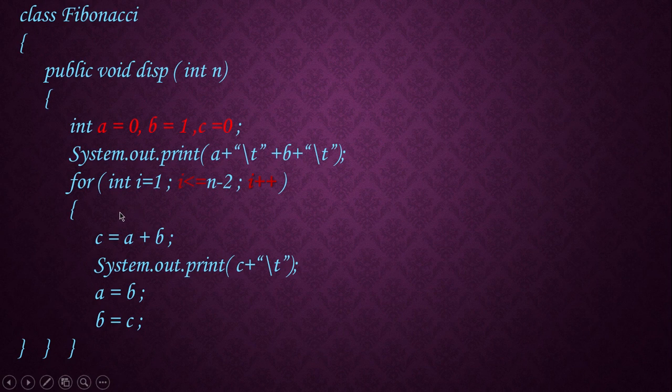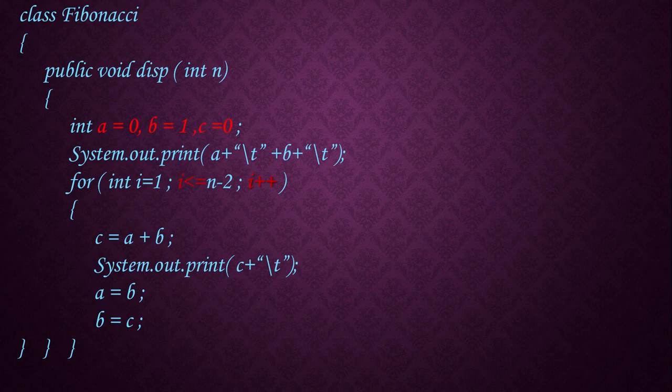Now my loop begins with 1 and it will go up to n minus 2. Why n minus 2? Because the Fibonacci series first two numbers 0 and 1 I have already taken. So two numbers I have already taken and shown in the output, so I have to show two numbers less. That's why n minus 2 is given as the condition.